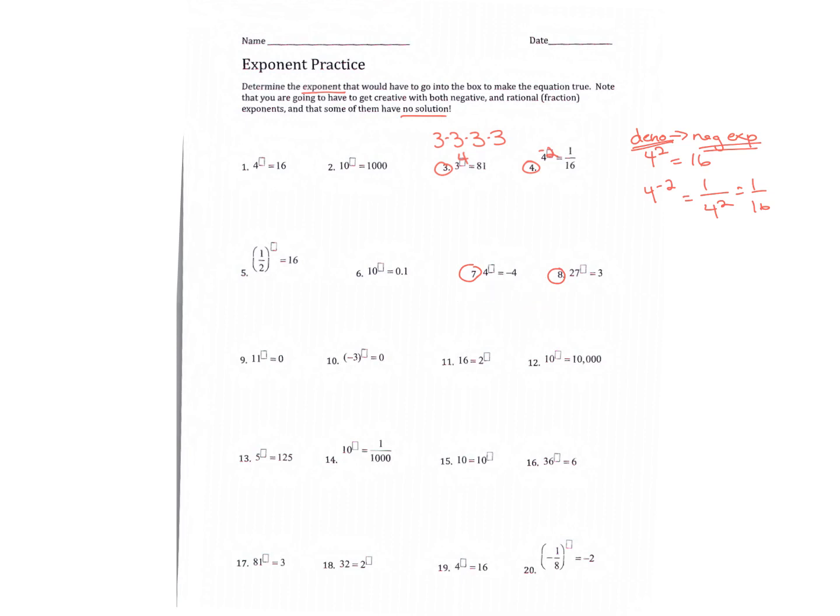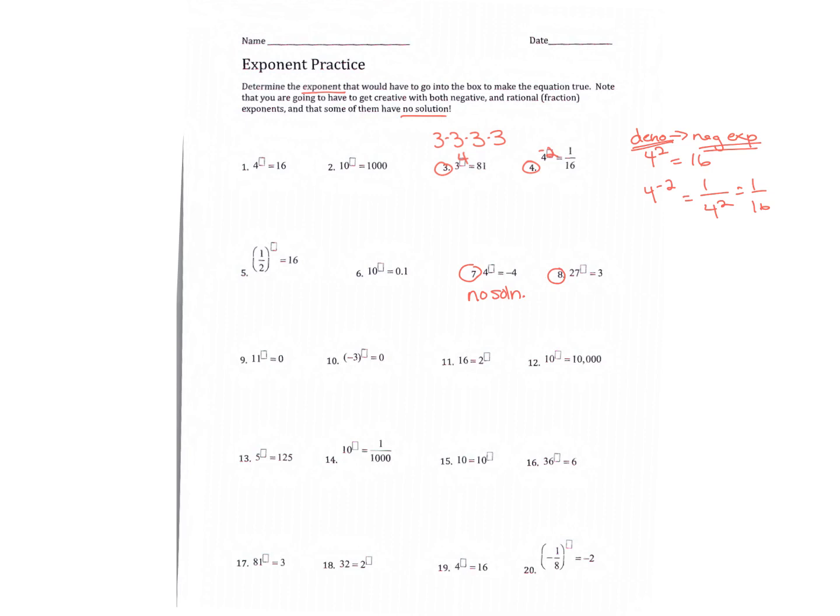Number 7, there's no exponent you can raise something to and change the sign. So this particular one is an example of a no solution problem. There isn't an exponent that exists that will create a negative number when your base was positive.